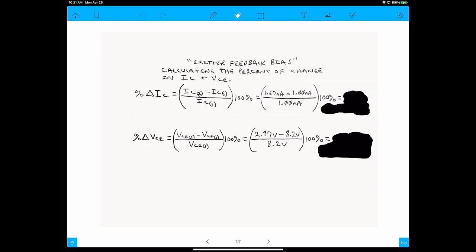So basically our percent of change for IC was an increase of 67%, which is huge, with the effects of temperature. For our VCE, we had a decrease of 63.78%, which is also a huge problem with heat when it comes to temperature in our circuit. So for this type of circuit, the emitter feedback bias, it is going to be beta dependent. You will need to know that. You will need to remember that. So this is beta dependent.